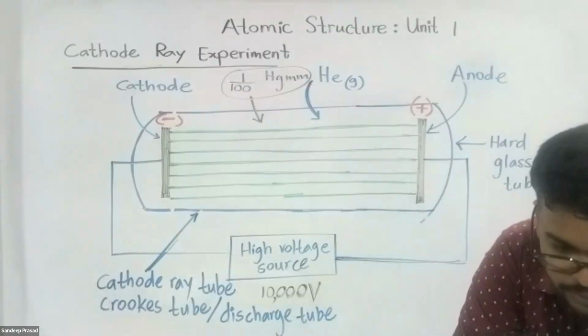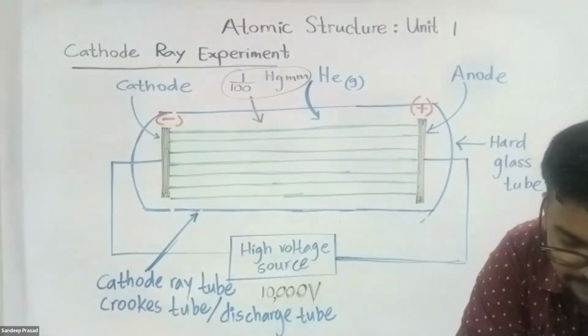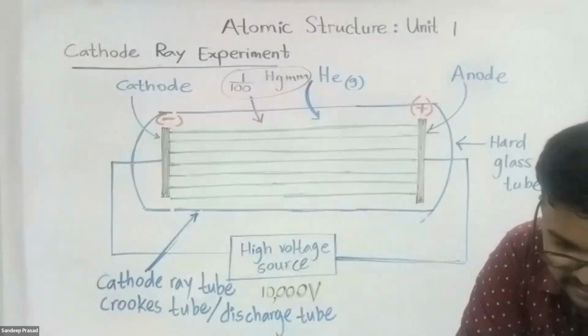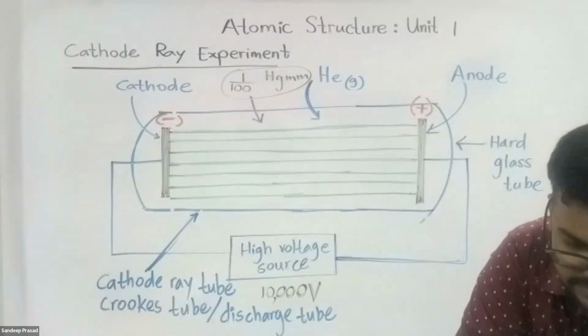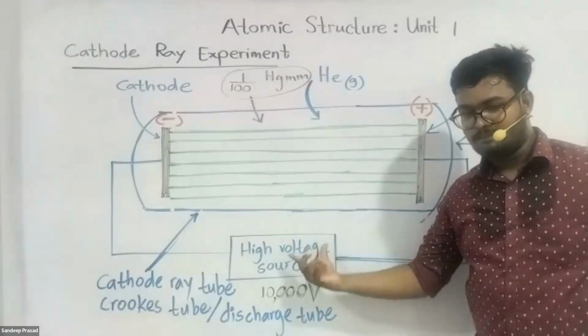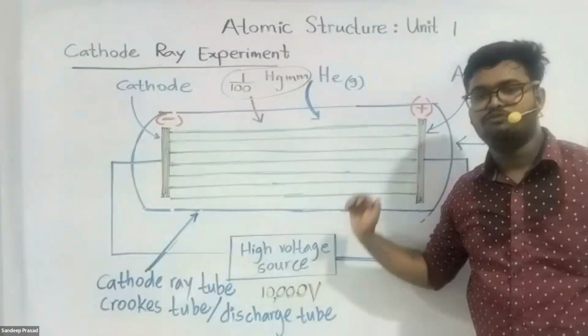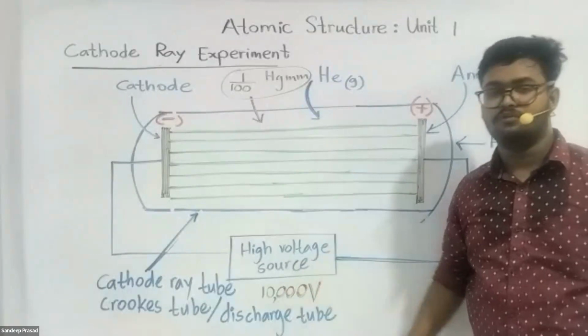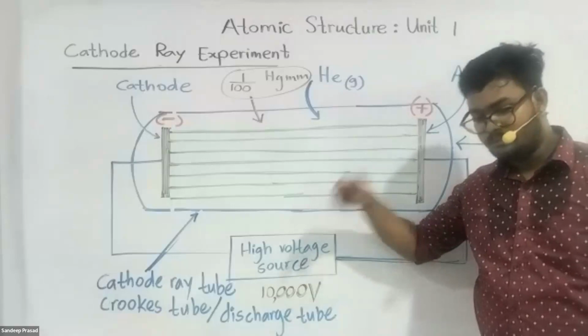To reduce reactivity of gases? Yes, correct, so electrons can travel. That's also acceptable, but I didn't get the answer I expected yet. If we are supplying high voltage, this voltage means electromotive force, so that force is very big, because the voltage is 10,000 volts. A big force we are applying to the glass tube.